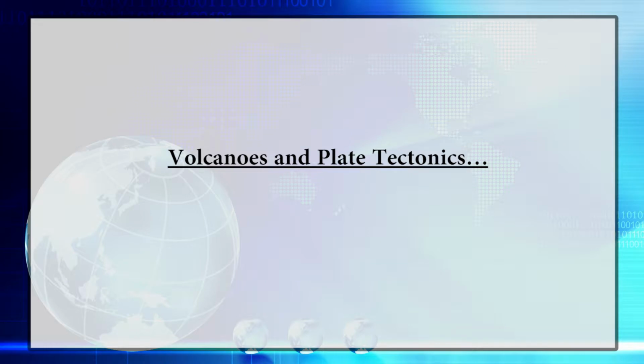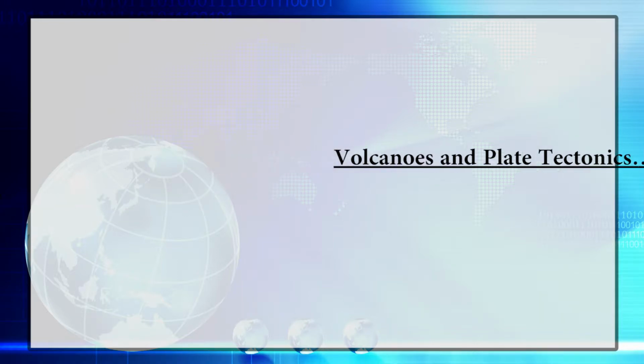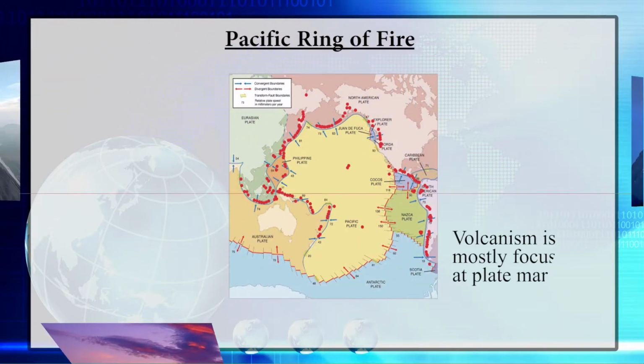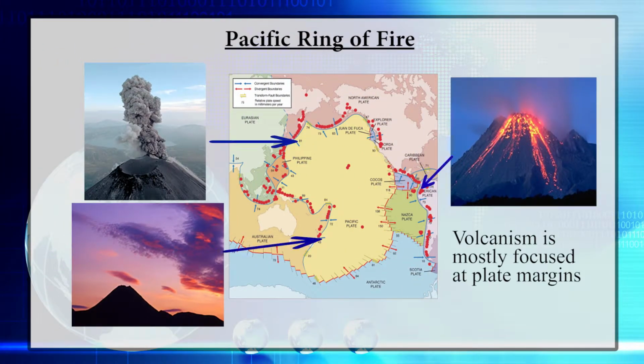Now, how can we relate volcanoes with plate tectonics? What's the connection? Actually, the red dots shown on the map represent the locations of active volcanoes around the world. Notice how the majority of the volcanism is focused in lines along the plate boundaries. For this reason, the area is known as the Pacific Ring of Fire. You can see the map of the Pacific Ring of Fire.